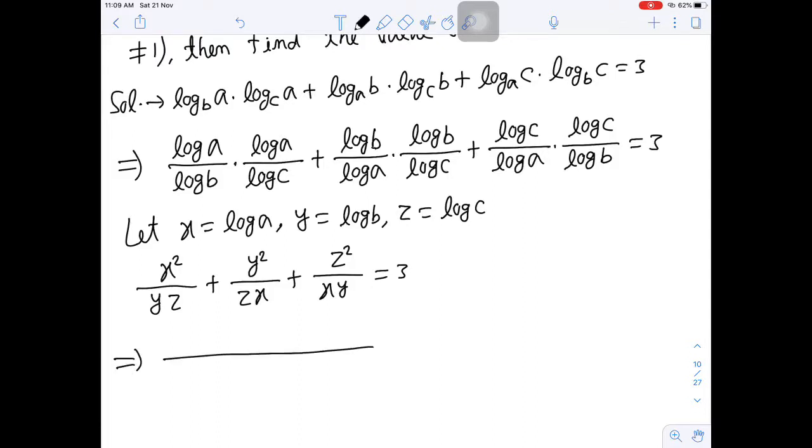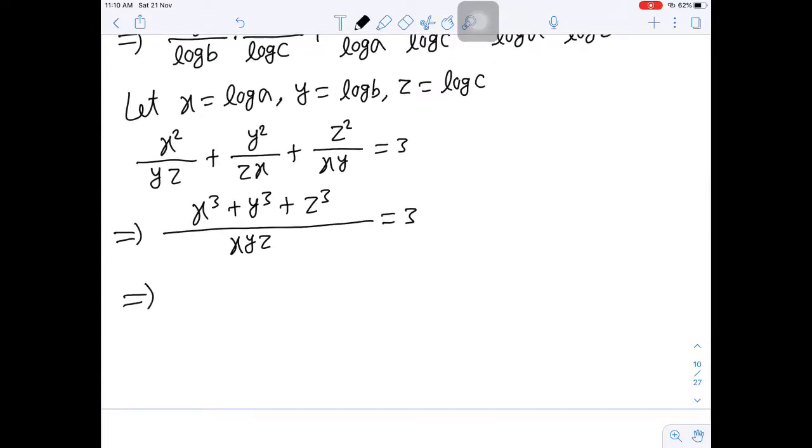Now LCM of yz, zx, xy would be nothing but xyz. So over here in yz, what is missing? x is missing. In zx, y is missing. In xy, z is missing. So you will multiply x square by x, because x is missing here, so you will get x cube. Similarly, second term you will get y cube. Third term you will get z cube. Now equal to 3. So if you do cross multiplication, you are getting x cube plus y cube plus z cube equal to 3xyz.